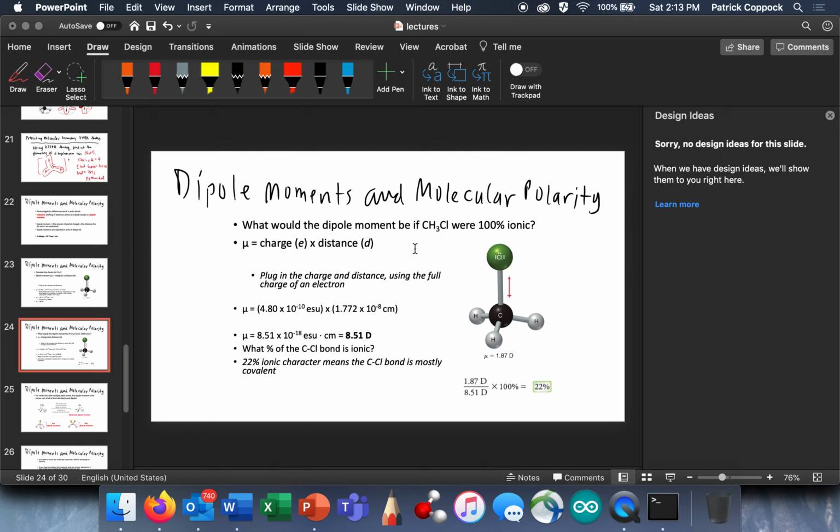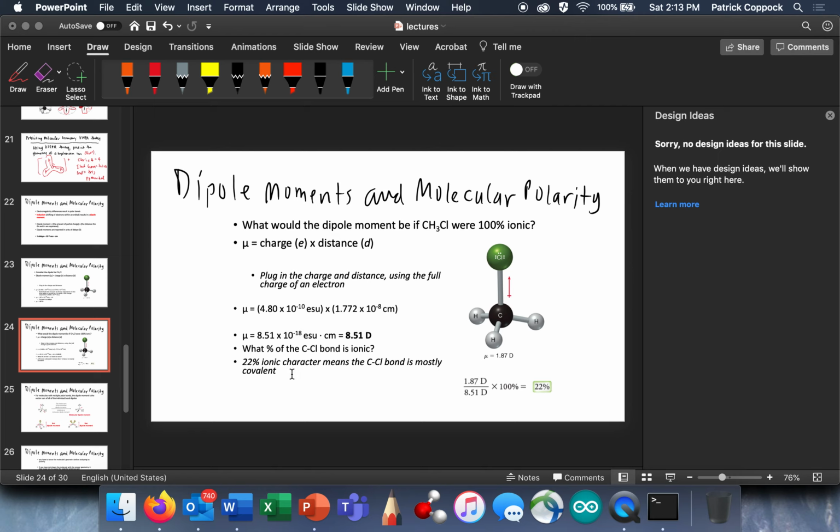All right. Now, what would the dipole moment be of methyl chloride if it were 100% ionic? Well, then we would take these two charges, and it would give us the difference between those, and it would be 4.8 times 10 to the negative 10 ESUs, which I'm not going to get into what that means. And here's the bond length, and it would be 8.51 debies. So that tells you how ionic this bond is, right? Because if it were purely ionic, it would be 8.51 debies. In fact, it's 1.87 debies, right? And so that tells us how ionic that bond is.